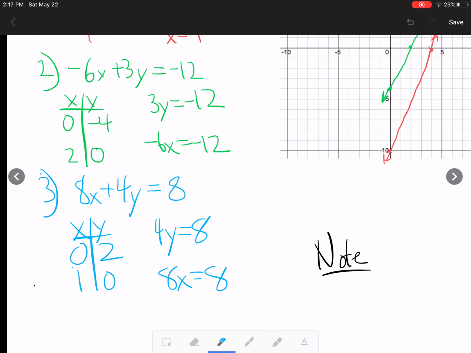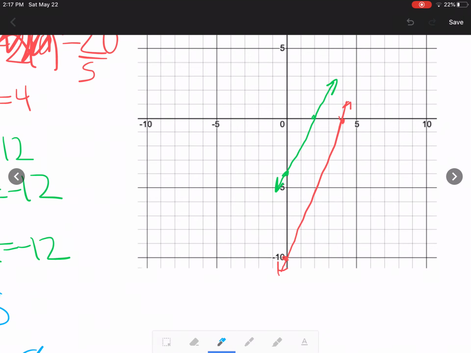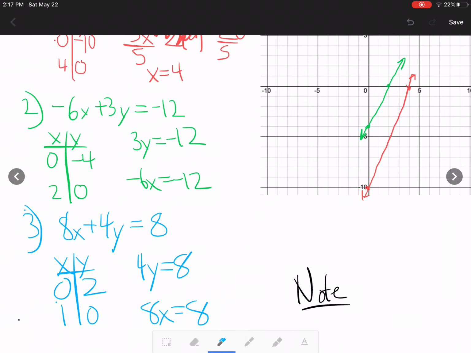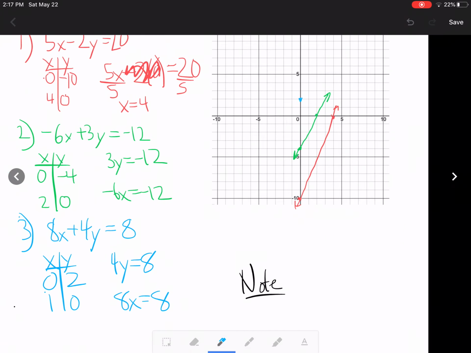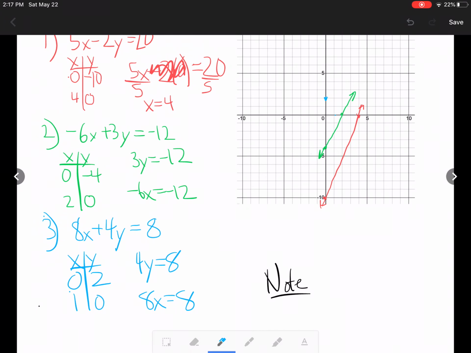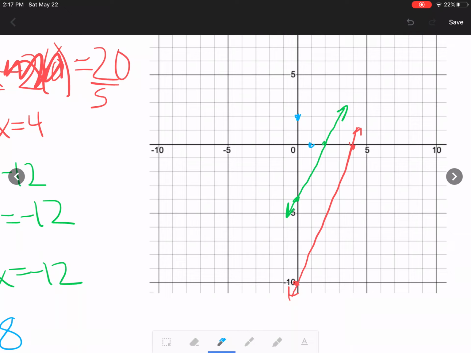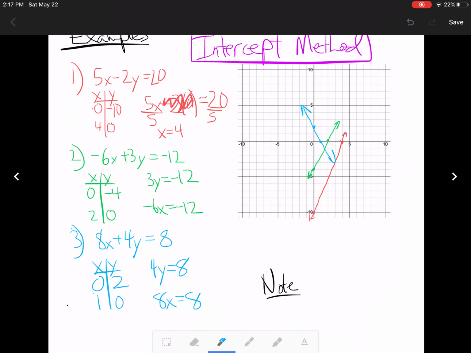Now, occasionally, you might run into a case where you get fractions, and that's totally fine. So if that was the case, you would just go to a fraction on either the x or y axis and plot the point there. So anyways, let's go with 0, 2 as our y-intercept. So 0, 2 goes right there. And then 1, 0 is right there. So 1, 0. And then we graph that. Boom, draw a line, put some arrows on it, and there we go.